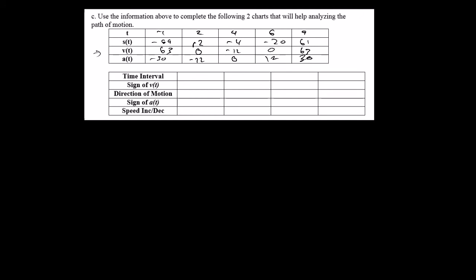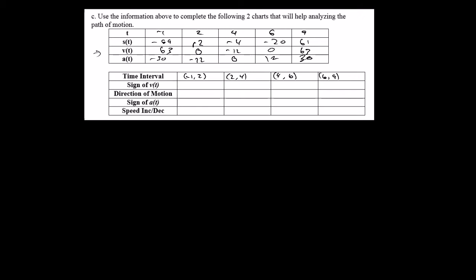So an interval is going to be from negative 1 to 2. And then our next one's going to be 2 to 4. The different intervals that are going on here. And then we're going to have finally 6 to 9. And then the sign of our velocity graph.